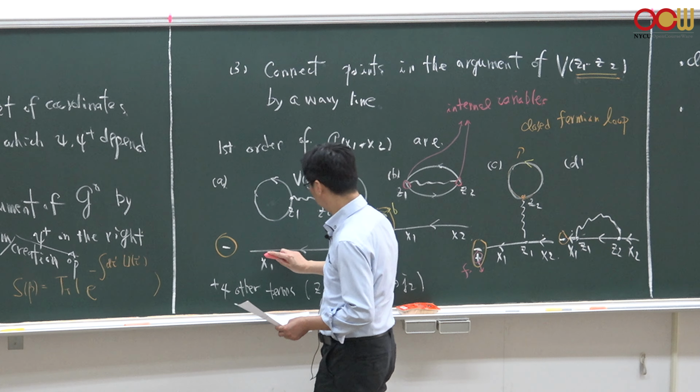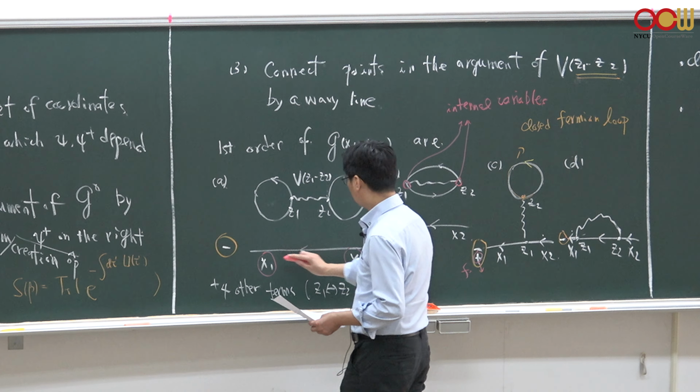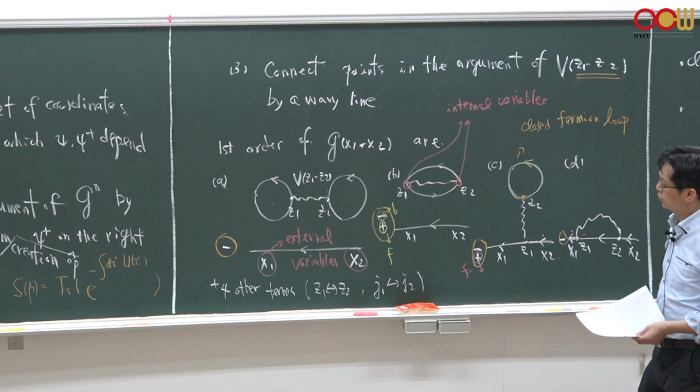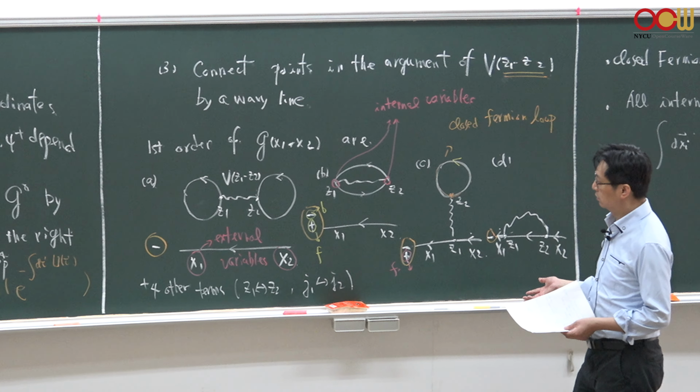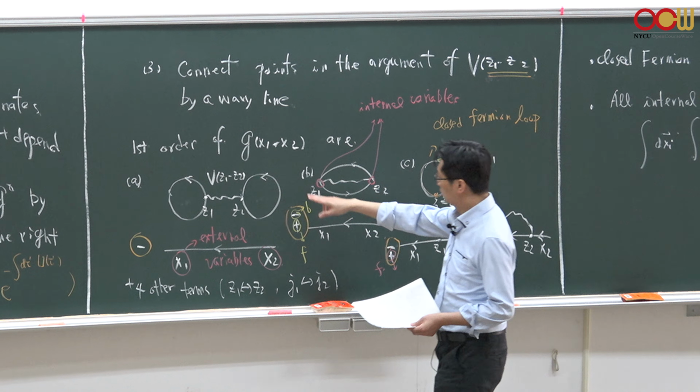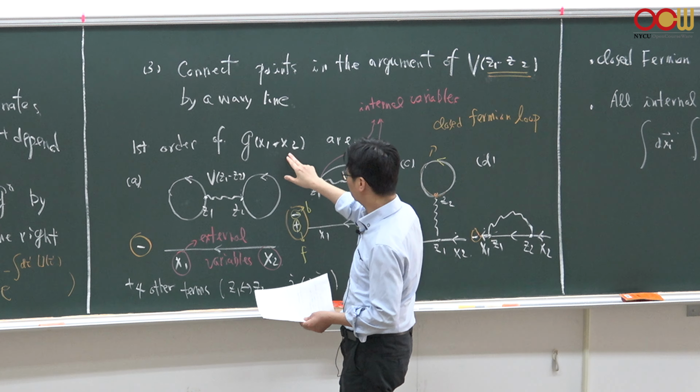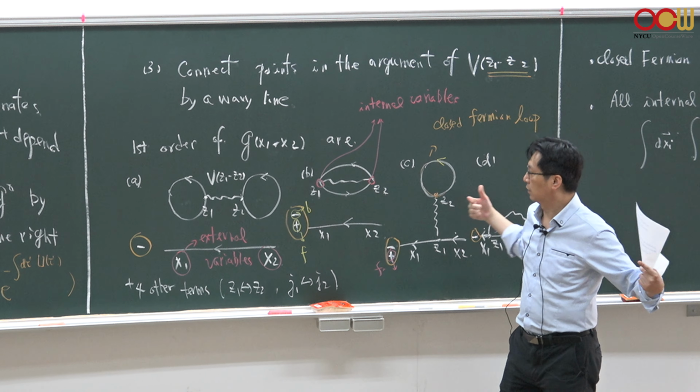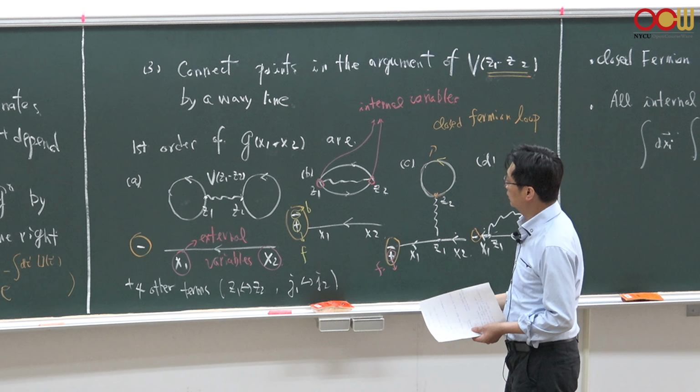So this x are called external variables, which are not to be integrated over, which look like the original x variables, x1, x2, that are not to be integrated.